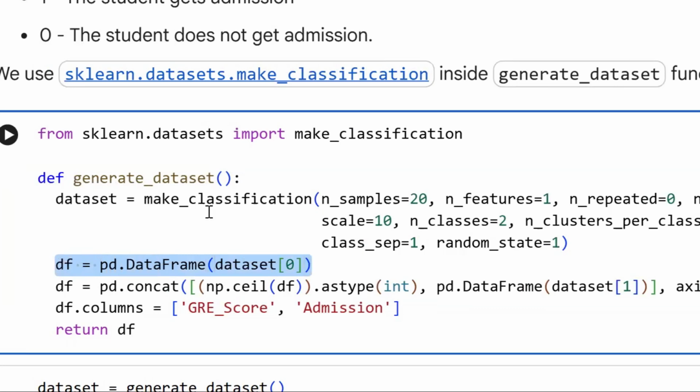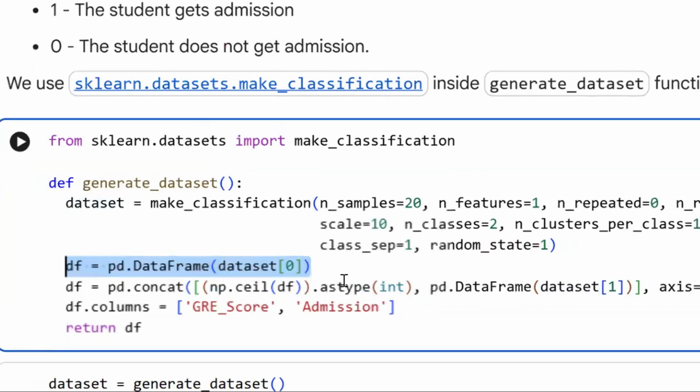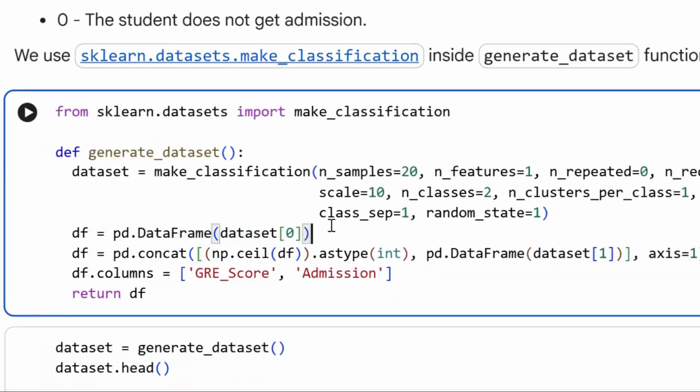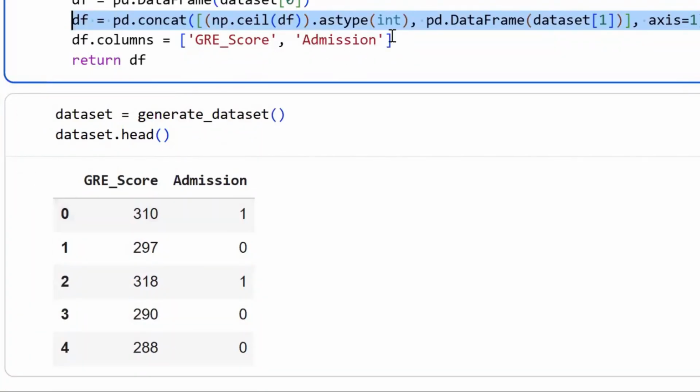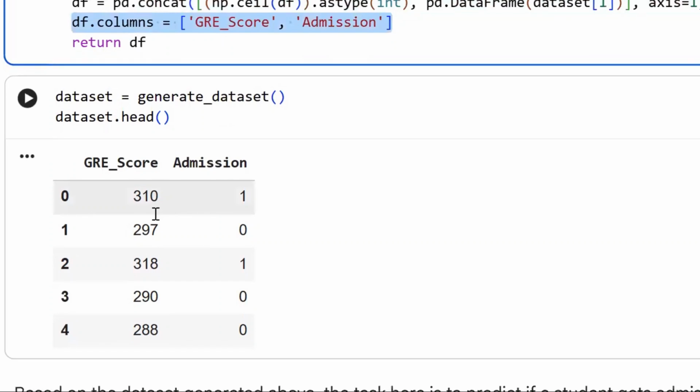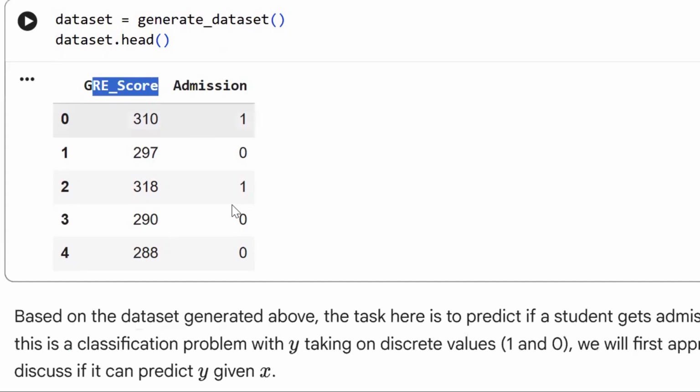Then we have used the data frame. This gives you the first row, and this is actually giving you the scores. And then we have converted that to an integer with a ceiling value, and then we have concatenated that with the outcomes, that is 0 and 1. This is going to combine both of these. And if you look at the data set, I've simply assigned the GRE score and admission columns to that. So if you look at the data set, you can find GRE score and admission in this.